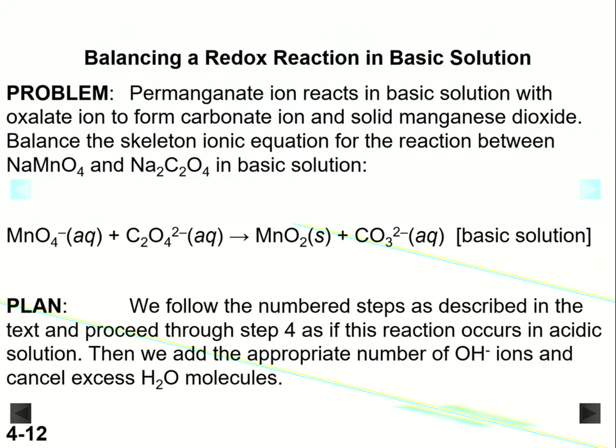The next problem we're going to look at is in basic solution. We'll look at permanganate, MnO4-, reacting with oxalate, that is C2O4 2-. 2 polyatomic ions are reacting, and they'll produce manganese dioxide, which is a brown precipitate, and the carbonate ion. This needs to be done in basic media.